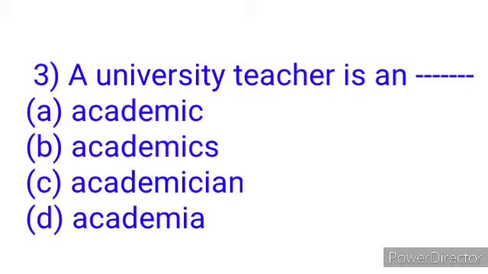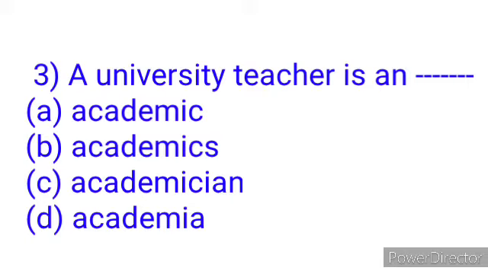Now let's look at the other options. I know why they're not the correct answers. Option B, academics. Academics means subjects or courses that you study in school, like the English language, physics, etc. Now option C, academician. An academician is a member of an academy. For example, a member of a football academy can be called a football academician.